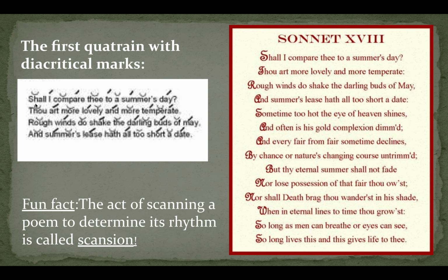So if we were to read this according to the stressed and unstressed syllables, shall I compare thee to a summer's day? We can hear that iambic pentameter. We can see that this line consists of 10 syllables: 1, 2, 3, 4, 5, 6, 7, 8, 9, 10. We have 5 iambs per line: 1, 2, 3, 4, 5. And you can see that is the case for every line in the sonnet.